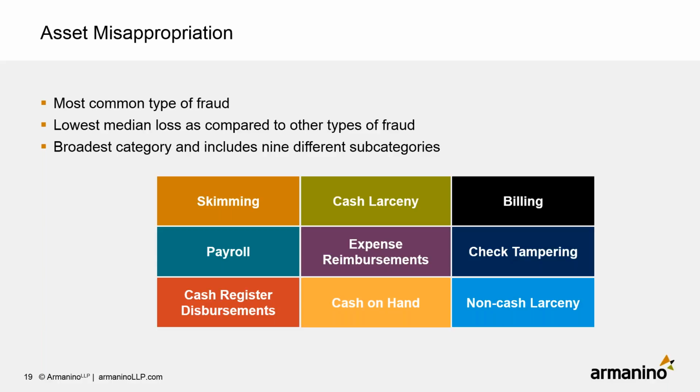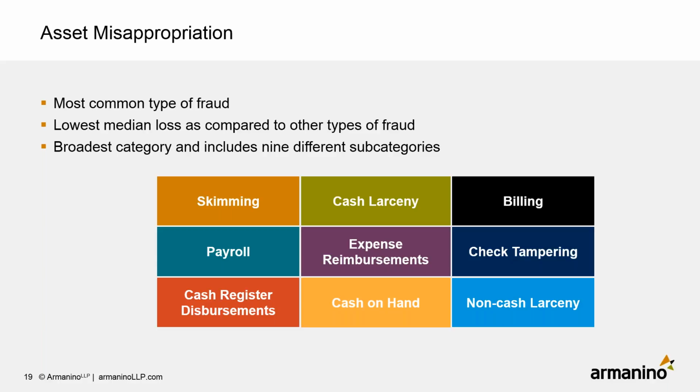Check tampering. This one is altering checks. So it may be an individual who has the authority to send out checks, and they alter names, dollar amounts before they're mailed out. This could also be intercepting outgoing payments. After they've been sent from the organization, someone intercepts that check in the mail or some other form and keeps it for themselves.